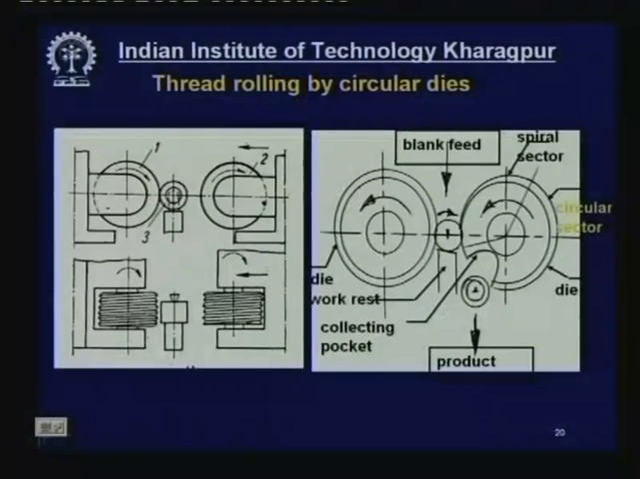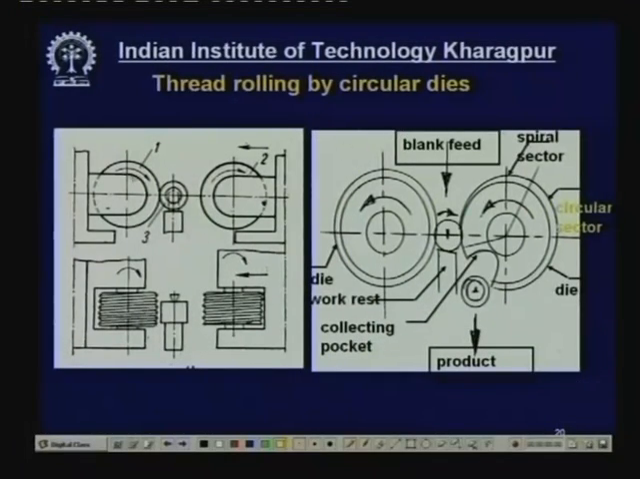Now, here you can see the principle. There are two dies. Dies are nothing but two discs having threads, say right hand thread, identical, and both of them are rotated in the same direction, say clockwise, and the blank is placed inside. This is a top view and this is a front view. This is the die and this is another die, and this is the blank placed on the rest. Now, this will be moved forward. When it moves forward and comes into contact, these threads will be reproduced on the blank gradually, and you get the thread on the job like this.